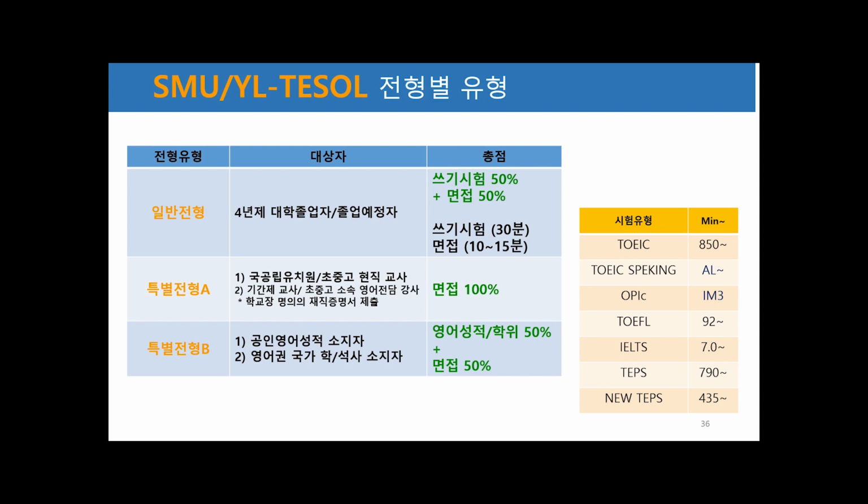특별전형 A 선생님들, 학교 소속이나 국공립 유치원 소속이신 선생님들 같은 경우에는 면접만 진행하고요. 특별전형 B, 영어 성적 갖고 계시거나 외국에서 학석사 하신 분들은 영어 성적과 학위 50%, 면접 50% 이렇게 해서 진행하고 있습니다. 공인 영어 성적은 토익은 850점, 토익 스피킹은 AL 이상, 그리고 오픽 같은 경우는 IM3부터 가능하십니다.